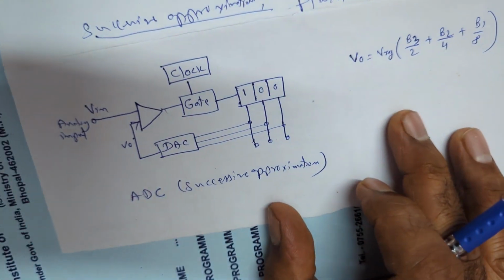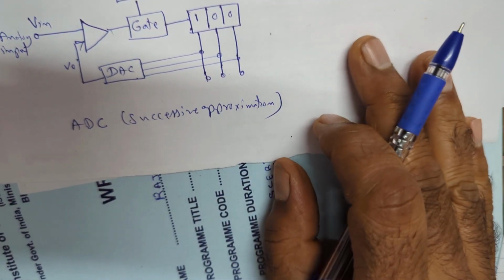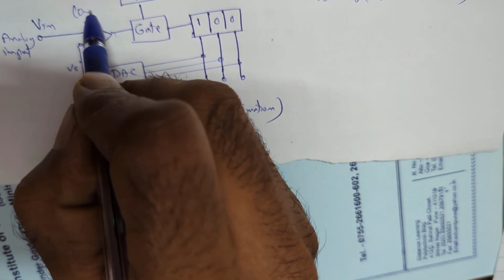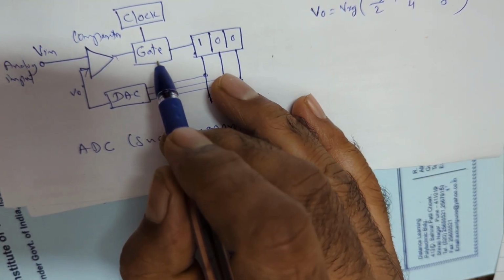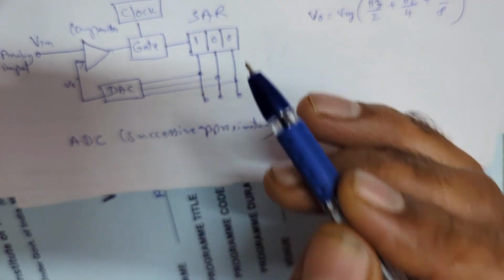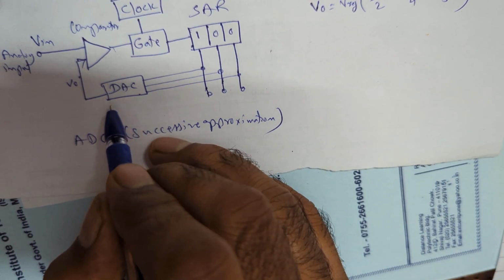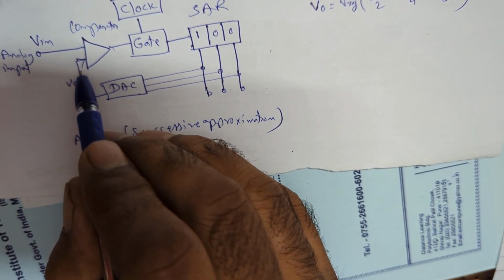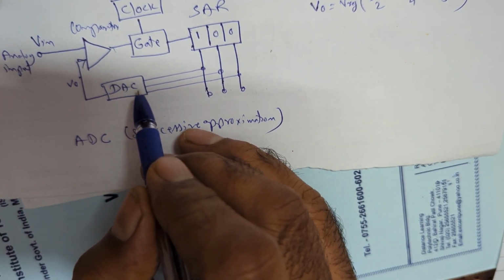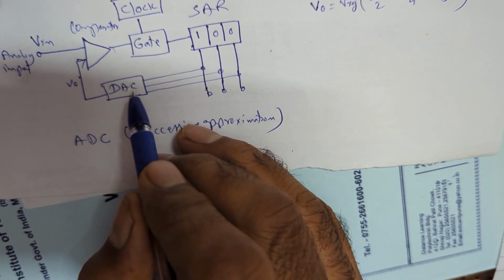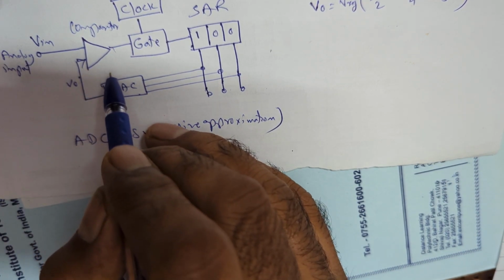In case of successive approximation method, you have got a comparator. This is a comparator. Input signal is coming to the comparator. This is a clock signal and a gate and a successive approximation register which gives the output digital signal. This output signal is compared again back to the comparator by using what is called a DAC, that is internal digital to analog converter. So there is also a digital to analog converter which gives input to the comparator when the voltages are compared.